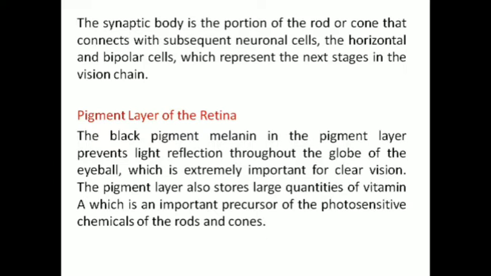The synaptic body is the portion of the rod or cone that connects with subsequent neuronal cells, the horizontal and bipolar cells, which represent the next stages in the vision chain. Coming to the pigment layer of the retina, the black pigment melanin in the pigment layer prevents light reflection throughout the globe of the eyeball, which is extremely important for clear vision. This is the main function of the pigment layer. The pigment layer also stores large quantities of vitamin A, which is an important precursor of the photosensitive chemicals of the rods and cones.